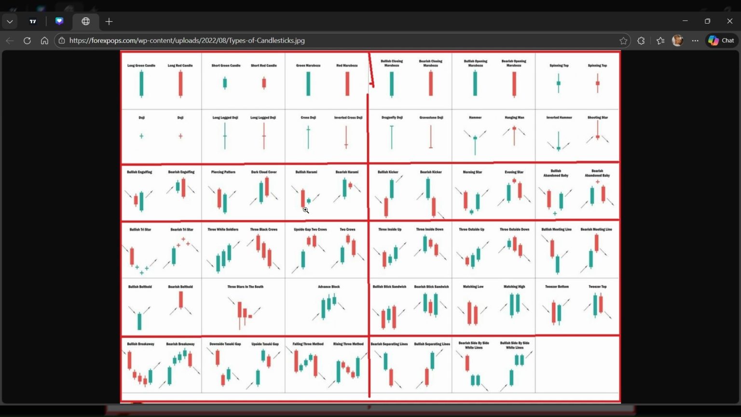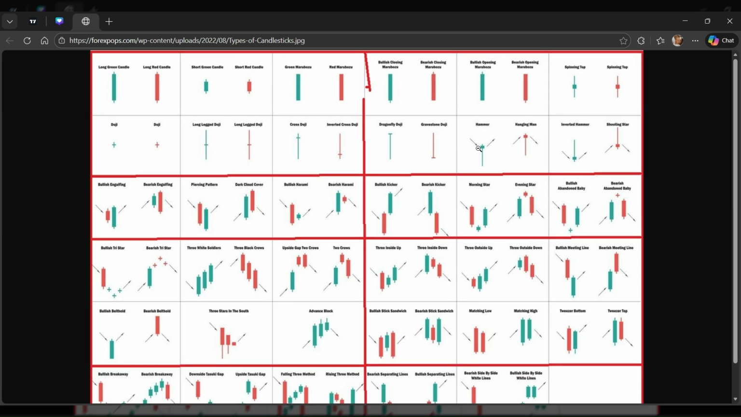And then we got hammers, hanging mans, shooting stars. I really like these at areas of support and resistance. Basically, it means price is going down. If you follow the arrow, price is going down. It forms this candle and then it shoots up. Same with this one, this one, this one.